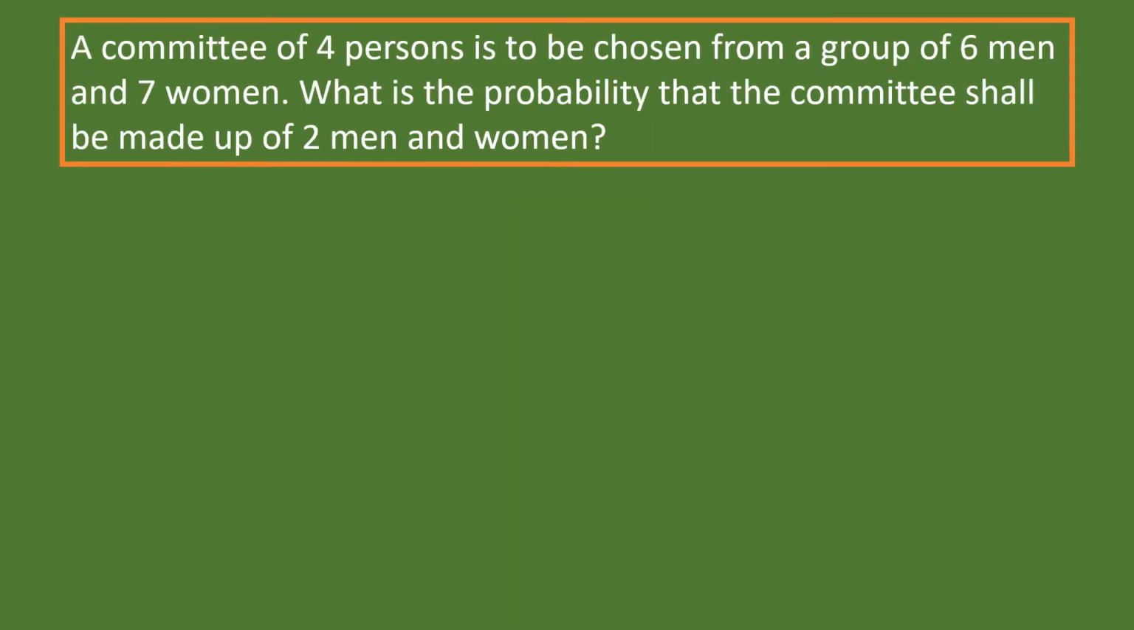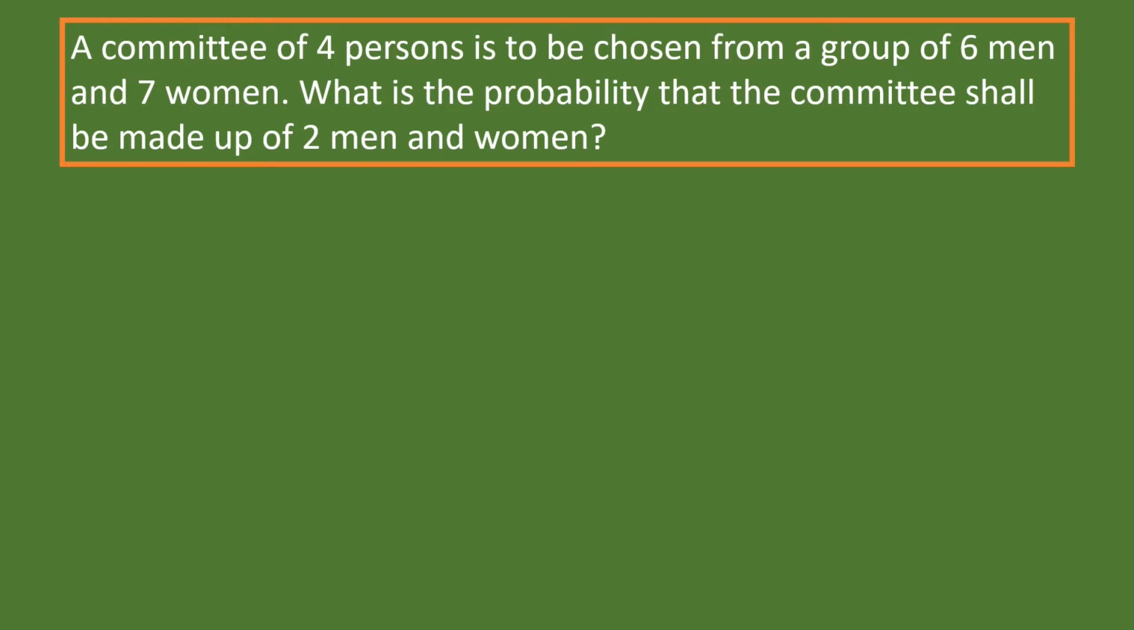Let's have another example. A committee of 4 persons is to be chosen from a group of 6 men and 7 women. What is the probability that the committee shall be made up of 2 men and 2 women? So let's see first if this kind of question is familiar to us. As you can see, this question is very similar to a combination problem. So let's first identify what is the combination here.